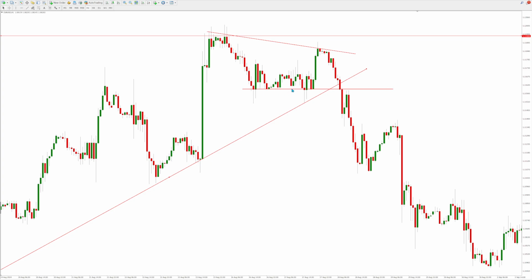You can see this area here has been tested multiple times, so we can be confident that if we have a breakout through here and here, there's going to be lots of momentum to push the market down. You see that this support level eventually becomes resistance here. This is a 1 hour chart.